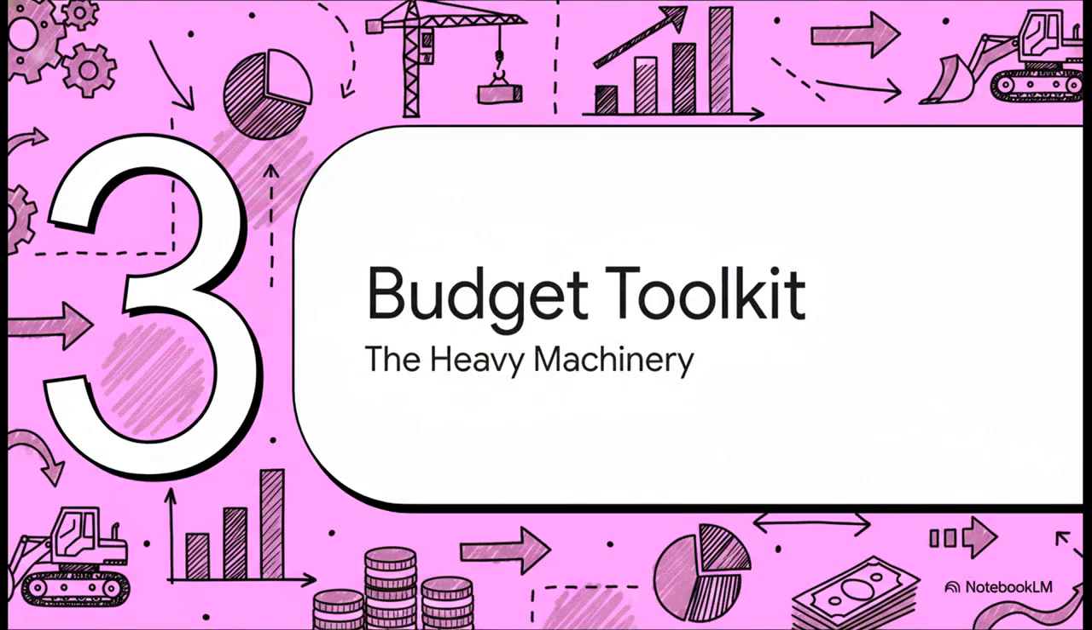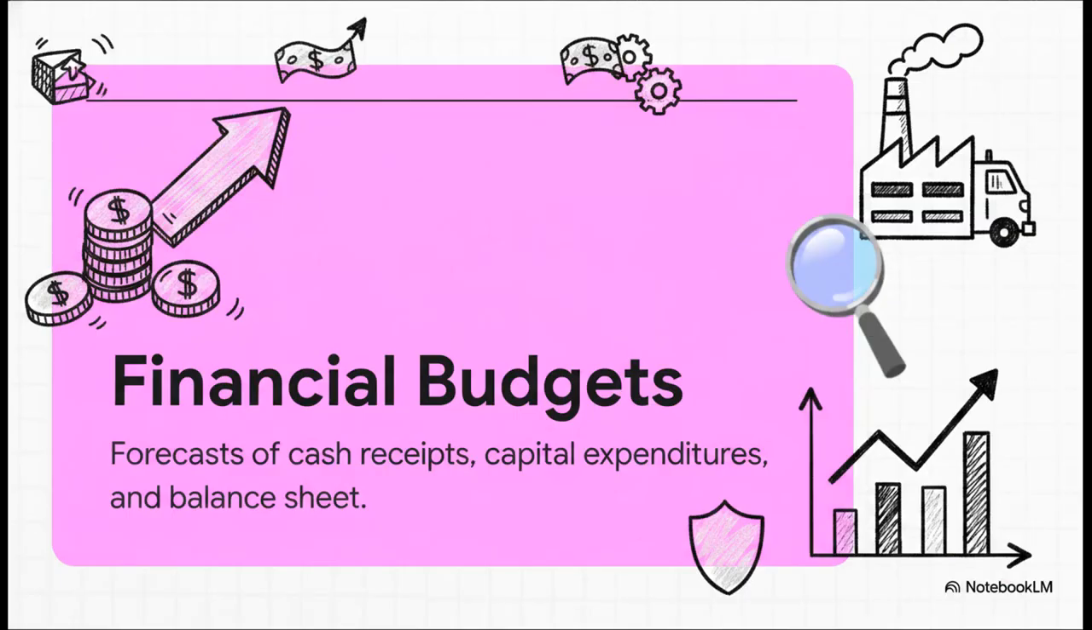Okay, Section 3, the Manager's Budget Toolkit. Think of this as the heavy machinery of management. Budgets are the foundation of most control systems, and financial budgets, they are the absolute bedrock. They detail exactly where the organization expects to get its cash, like from sales or loans, and exactly how it plans to spend it on major assets and operations.